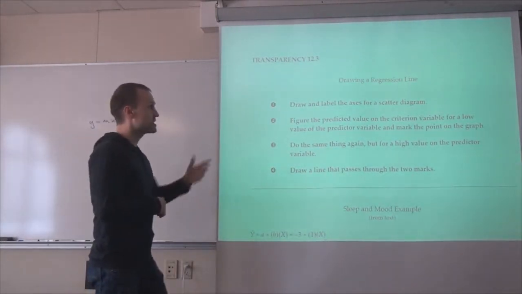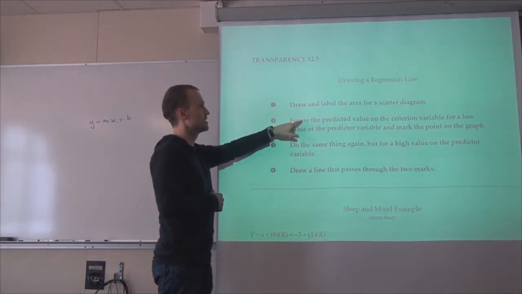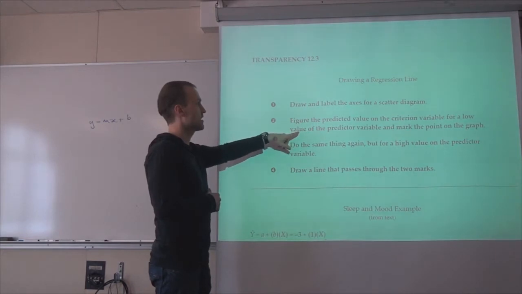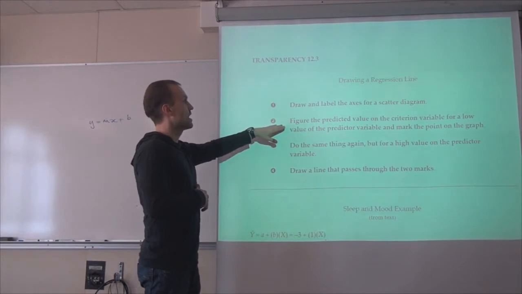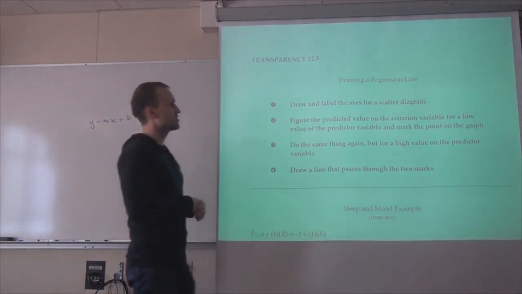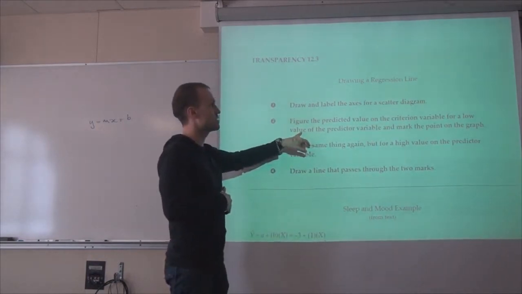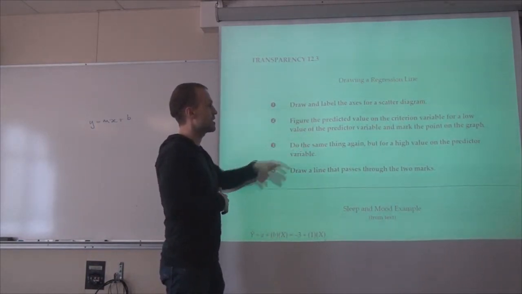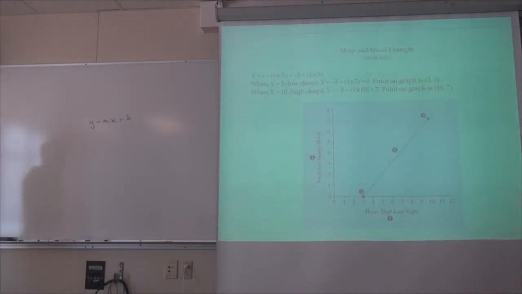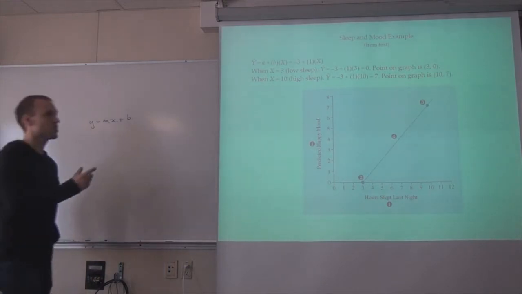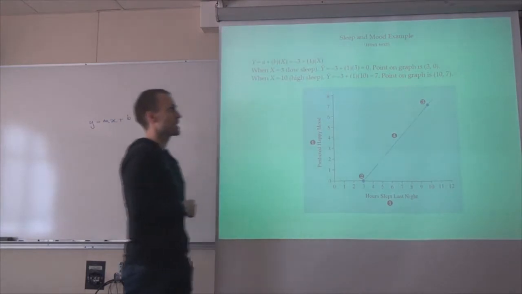Then, given an equation, given a prediction rule, I have to find, well, one easy way is I could find the predicted value for the y variable for a low x variable, and mark that, and then for a high one, and then simply connect the two to make my straight line. For a straight line, I just need 2 points. Any 2 points will do, and I just connect them, and I have my line.